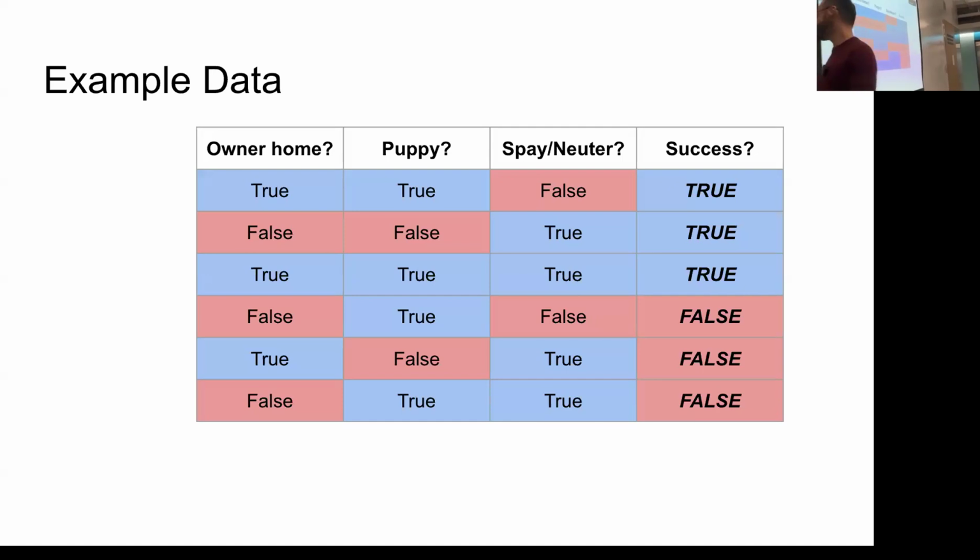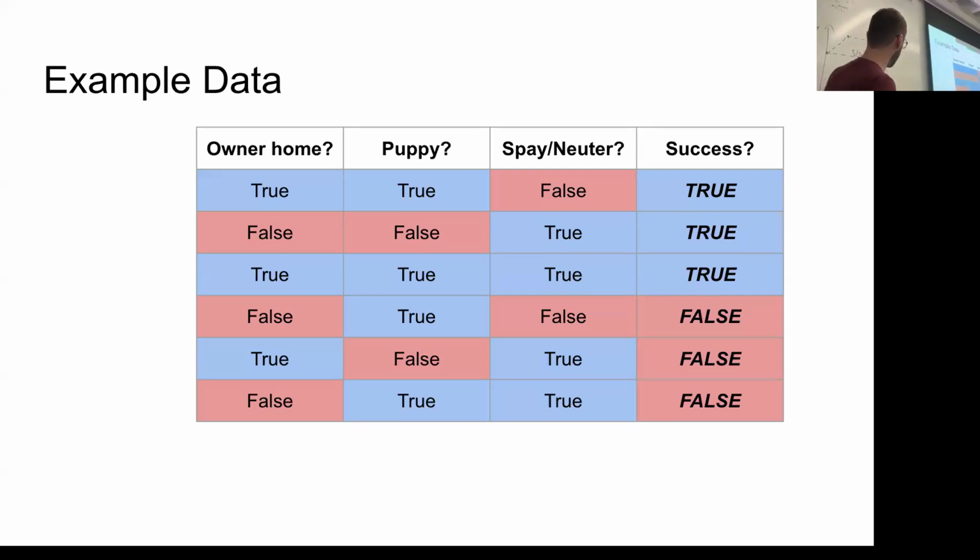So we can have 8, right? Each feature can be a 0 or a 1. So the owner home can be 0 or 1. Puppy can also be 0 or 1. Spayed neutered can also be 0 or 1. So what we will have is a unit cube, right? We have 1, 2, 3, 4 points here, and then 1, 2, 3, 4 points back there as well. So altogether we have 8 possible points, right? We have 3 binary features. 2 to the power of 3 is the number of unique points that we can have in this data set.